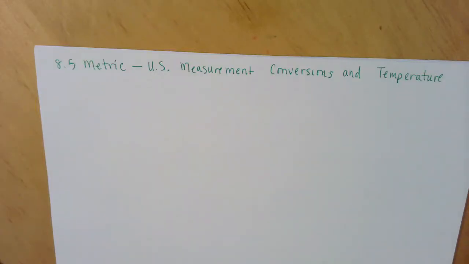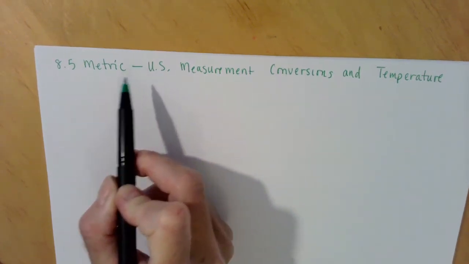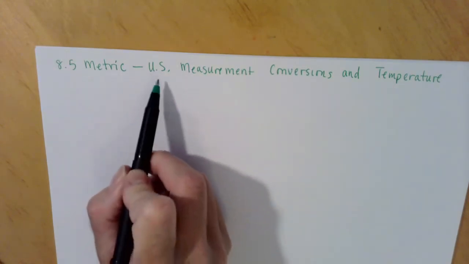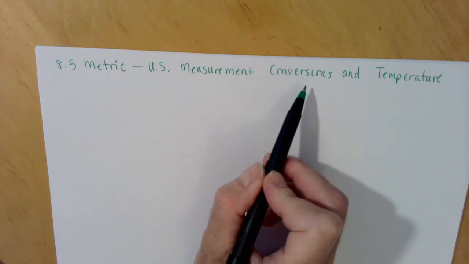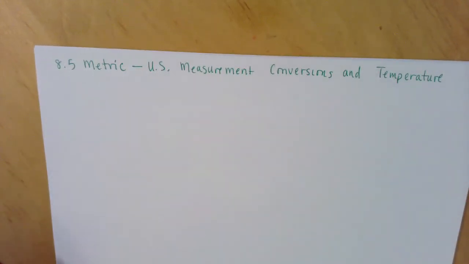Hello again, Chapter 8, Section 5. Now we're talking about converting metric to US or US to metric measurements. So it's entitled Metric US Measurement Conversions. And we're also going to talk about temperature in this chapter.